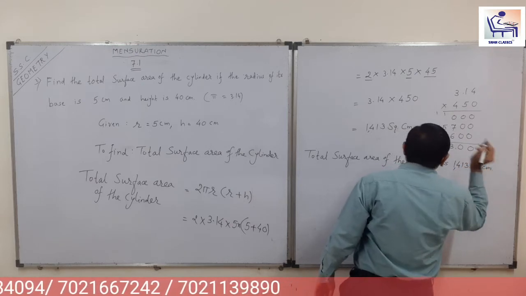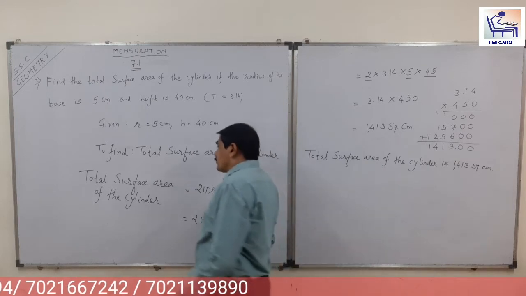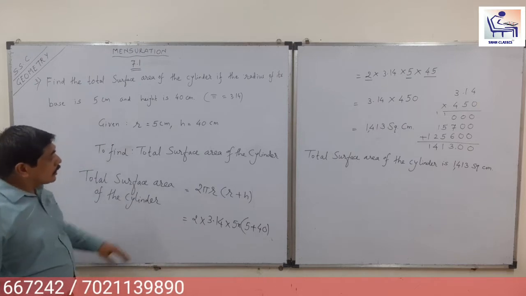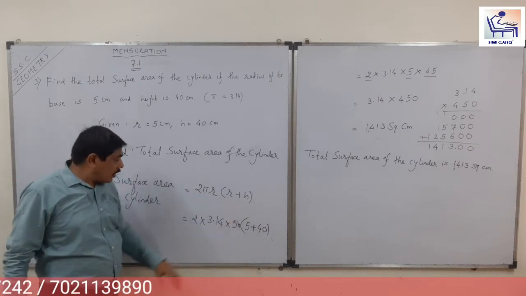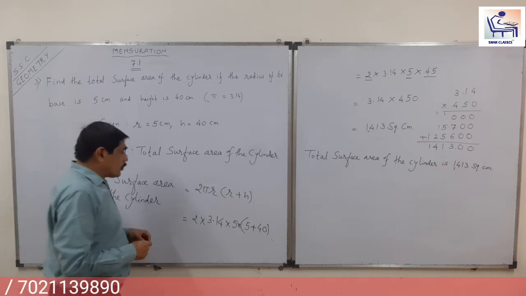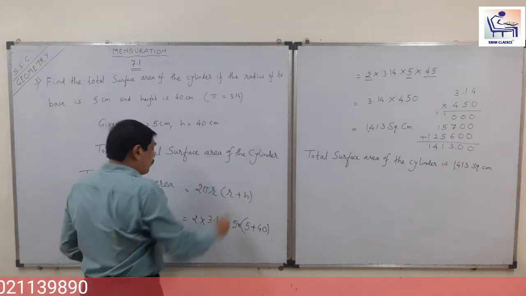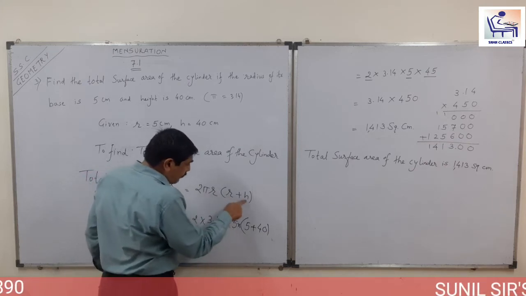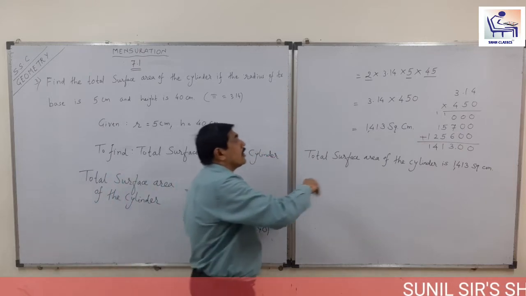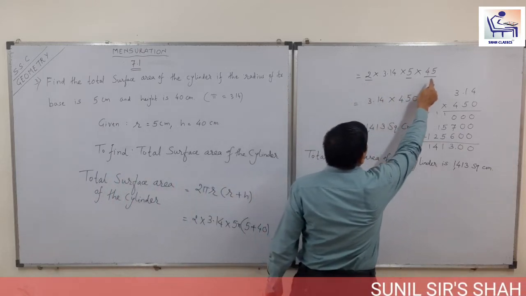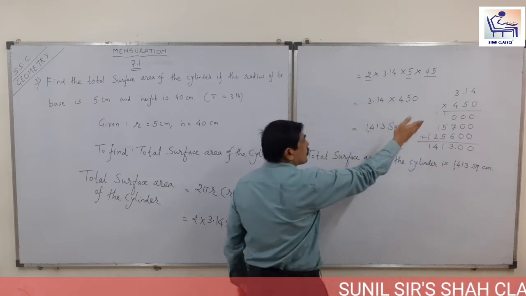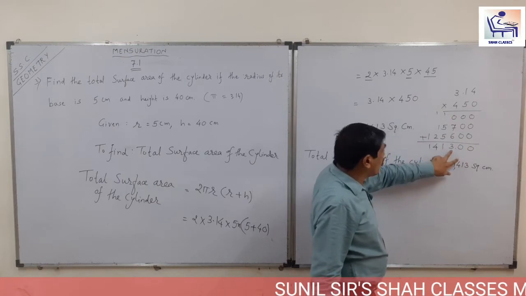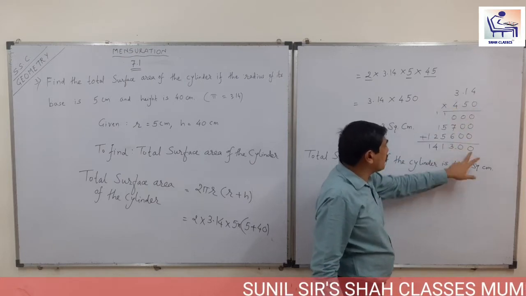1413 square centimeter. So हमने यहाँ पे फॉर्मूला पहले अप्लाई किया. टोटल सरफेस एरिया ऑफ द सिलेंडर 2 pi r plus h. उसके बाद हमने वैल्यूज पुट अप की. वैल्यूज में हमने पाई की वैल्यू क्या ली है इस सम में 3.14. So 2 into 3.14 into r is 5 and 5 plus 40 is 45. So now here we multiply 2 5 is 10 into 45 is 450. 450 into 3.14. So multiply करोगे तो आपको आंसर क्या मिलेगा 1413.00 because after 2 digit we put a decimal point.